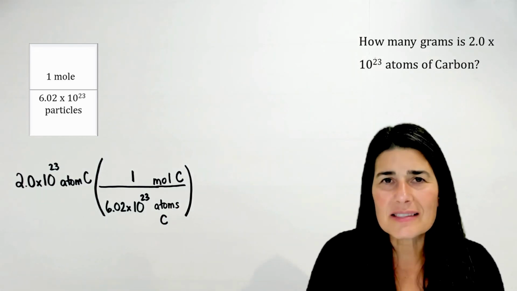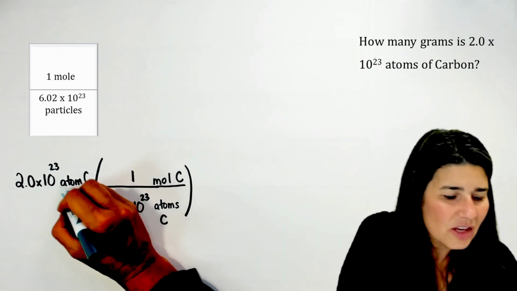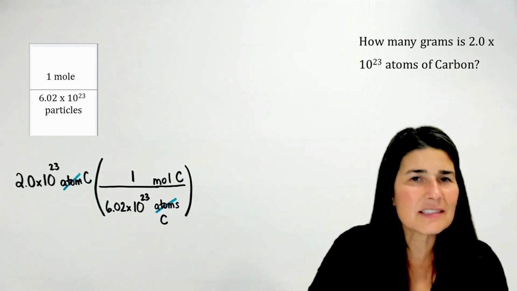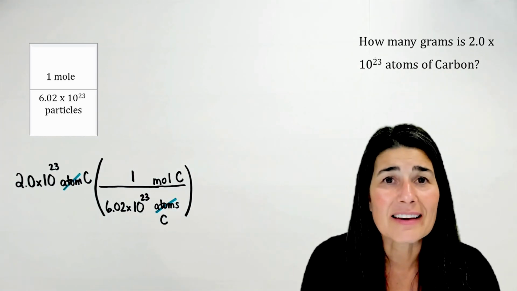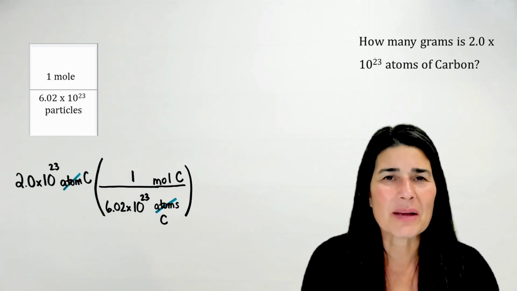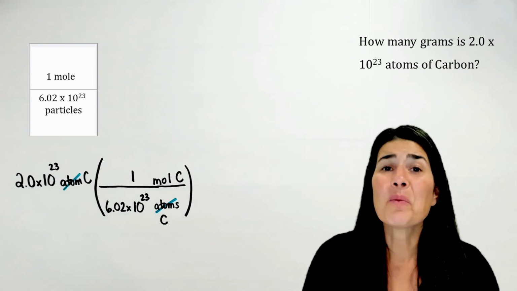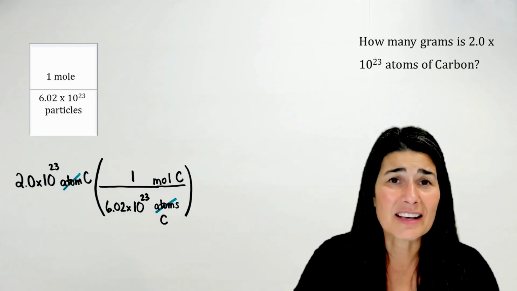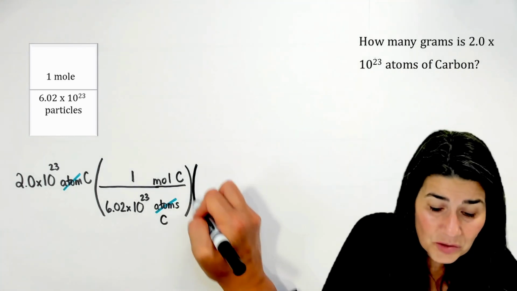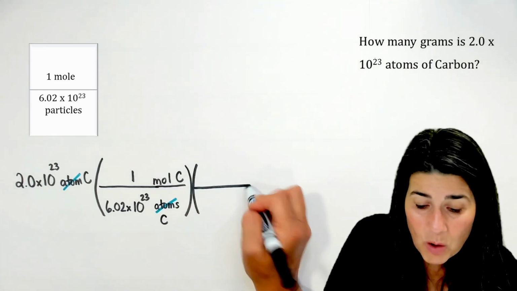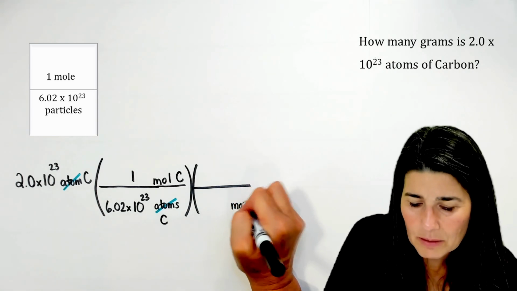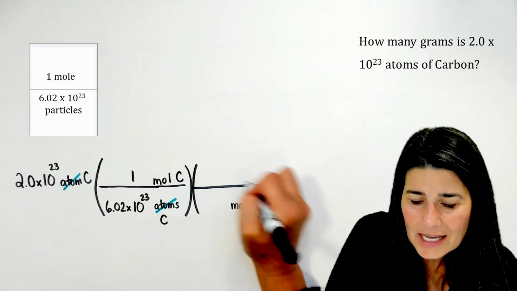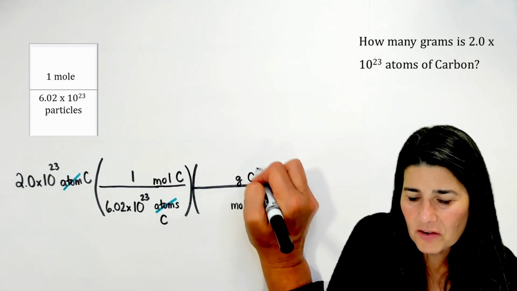Okay, if we were to stop right now, units of atoms would cancel out and all I'd be left with are moles of carbon. Great, but I don't want moles of carbon. I want to go one more step. I want grams of carbon. So we need to go further and get rid of moles. If we don't want moles, we're going to put moles on the bottom, moles of carbon. We're going to go ahead and go to grams of carbon.